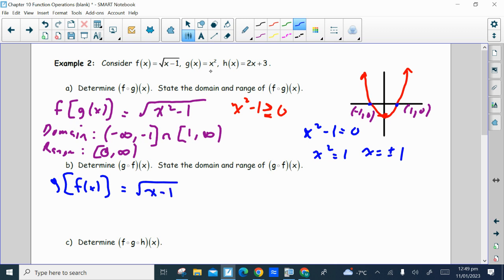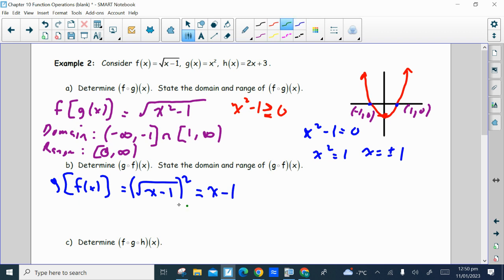And because in the equation for g of x, the x was squared, the root of x minus 1 should also be squared. And in this case, square root and square cancel each other out, and we get y equals x minus 1, which is a line. Now, when we look at that equation, x minus 1, that's a line. It has no restrictions. But we have to look back and see where it came from.